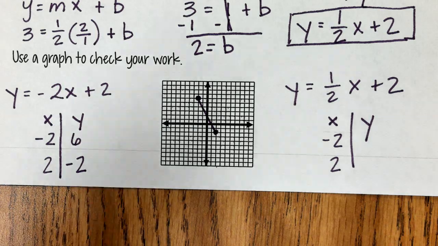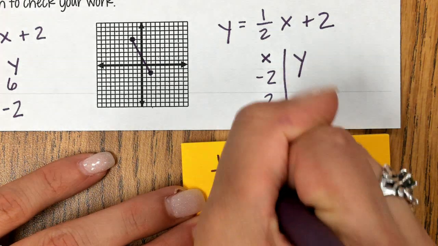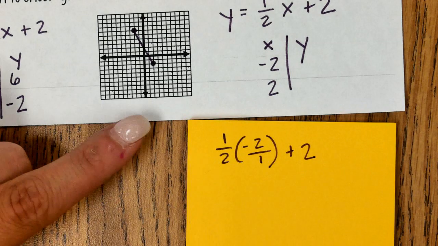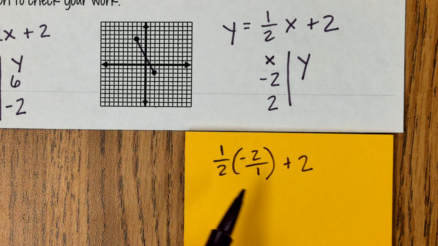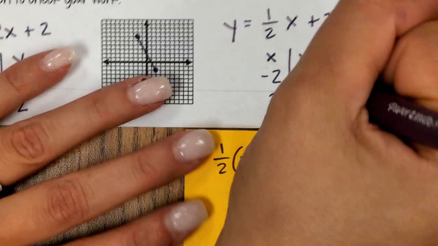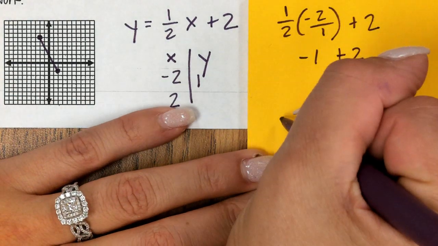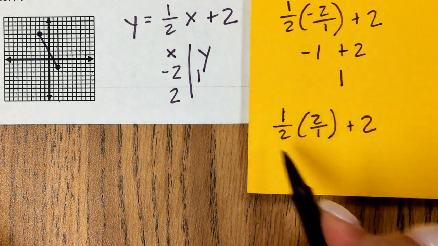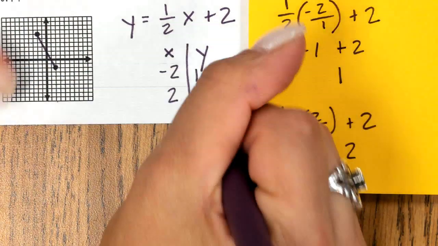Alright, on the other side we're going to do the same thing. So we need to plug in the -2. So 1/2 times -2 plus 2. What would this parentheses equal? -1. -1 plus 2 equals what? 1. Okay, so now you're going to plug in the other number, 1/2 times positive 2 plus 2. It'd be 1. 1 plus 2 equals 3.